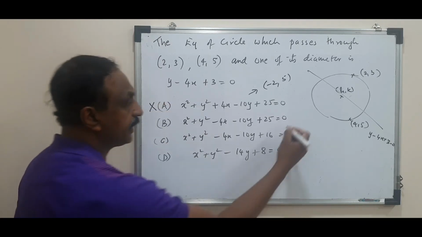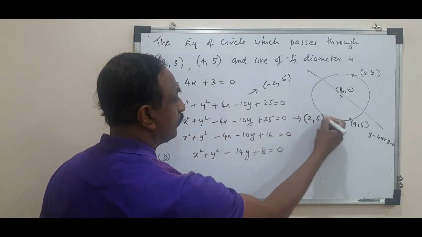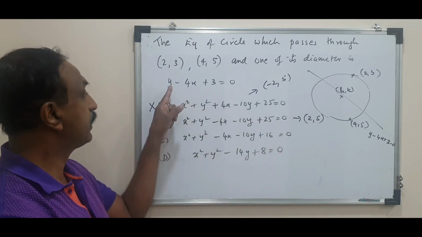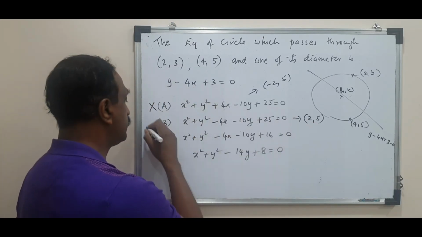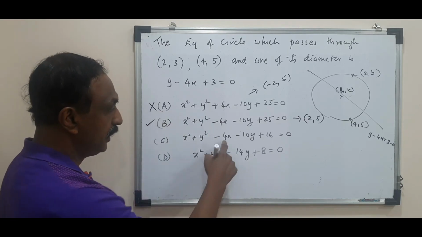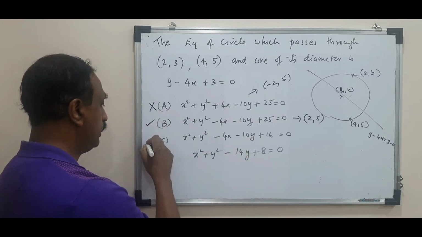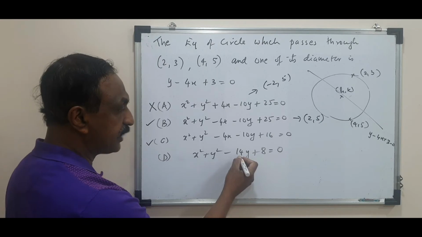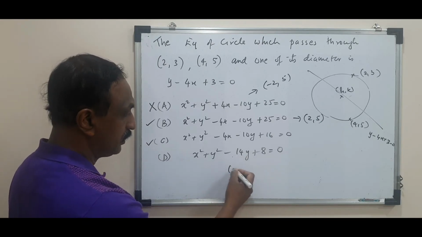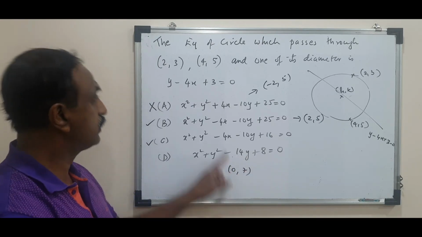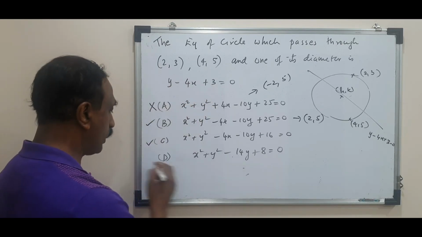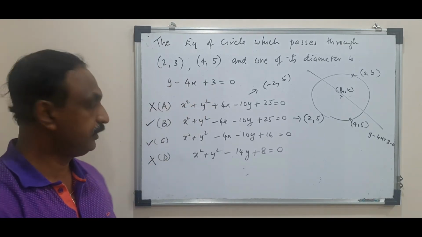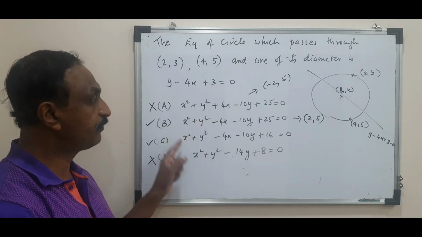Then here the center is (2, 5). Now let's check whether (2, 5) satisfies the equation. 8 plus 5 plus 3 is... yes, this satisfies the equation. This can be. Even this also has the same center. So this can be. This one has the center (0, 7). Let's check whether it satisfies. It's not satisfying. So this also cannot be. So we have eliminated two of them. Now only 2 of them are there.